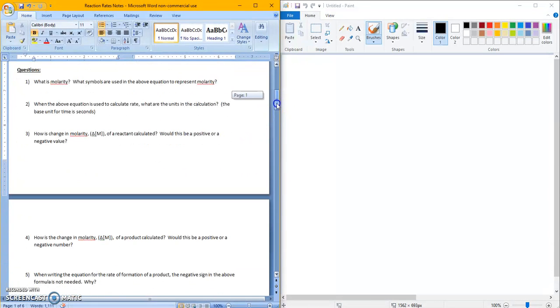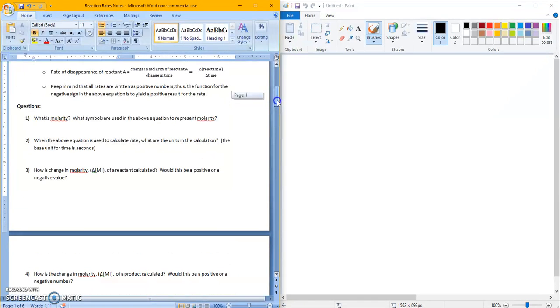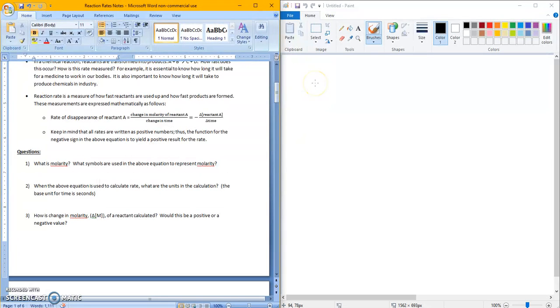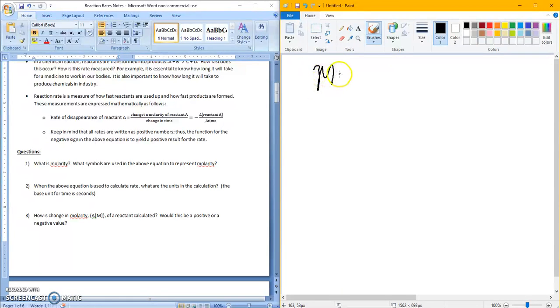Alright, question number 1. What is molarity? Well, we learned that last time. Molarity is moles per liter. Moles of solute over liters of solution. It is a percentage, and it tells us how concentrated a solution is.